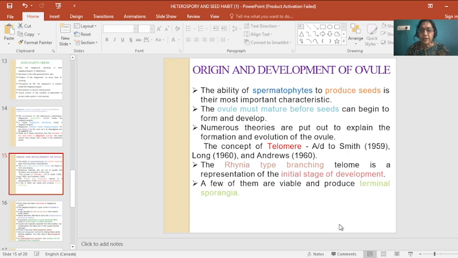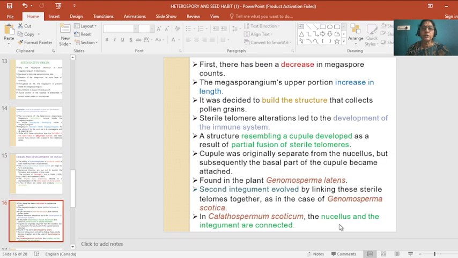The Rhynia-type branching telome is a representation of the initial stage of development. A few of them are viable and produced. First, there has been a decrease in megaspore counts. The upper portion of the megasporangium increases in length. There it was decided to build the structure that collects pollen grains. Sterile telomes' alteration led to the development of the integument.